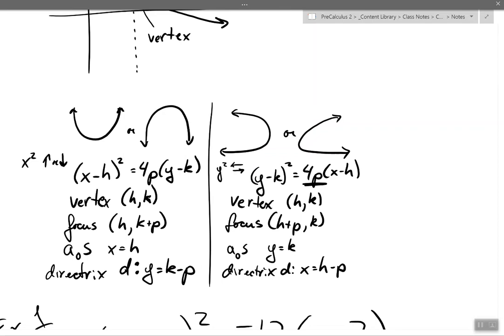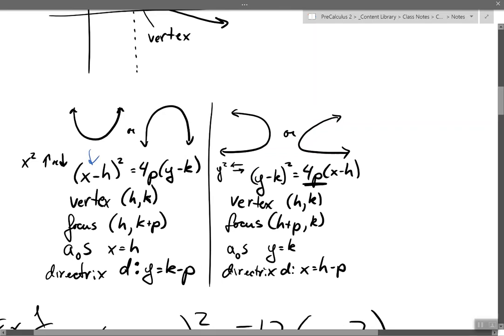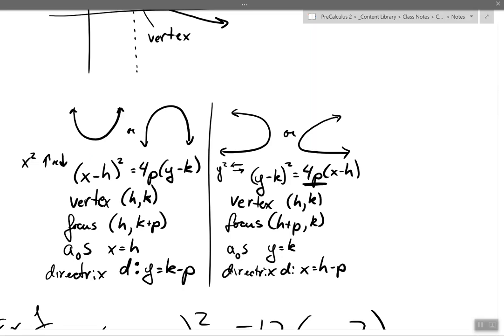So for the vertex in all of these, vertex or center, we're going to be using h and k. So the h is always the x coordinate, so it's in all of the parentheses with the x. No matter where the x is, it always has an h with it. And then the y is going to have the coordinate k, the letter k, with it. So y minus k, you'll see that in both of those. Those are the coordinates for the vertex, h and k.